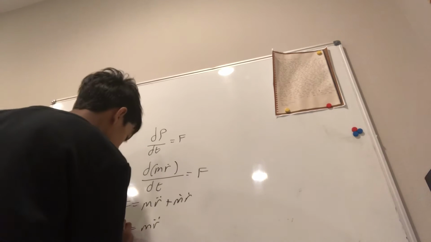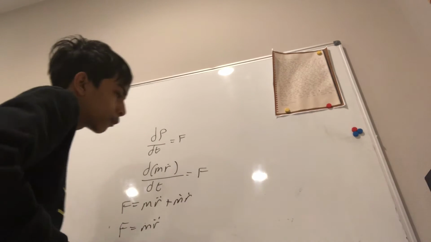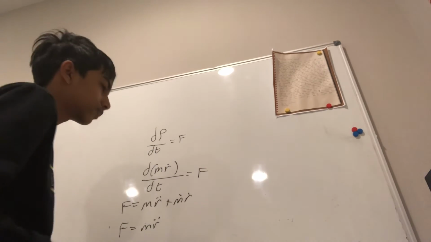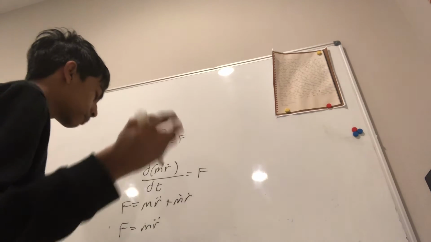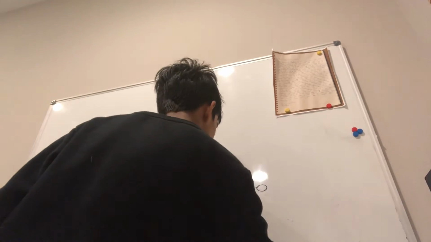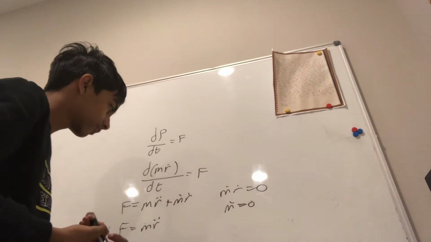So the time derivative of momentum is a more accurate way of finding the force for any given system. And most of the time m dot r dot is equal to 0, because m dot equals 0, and the mass is usually constant.